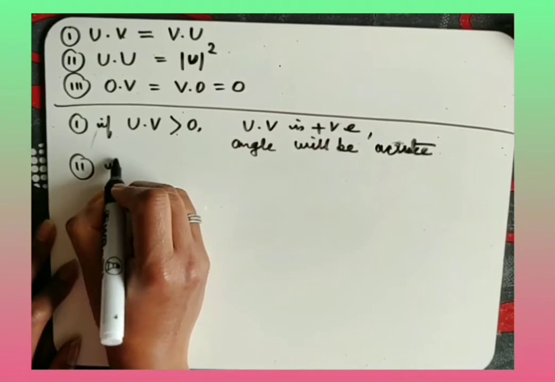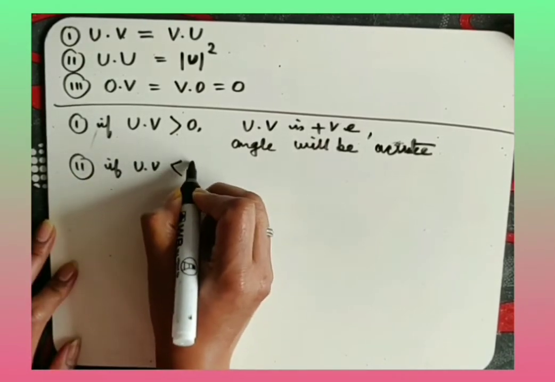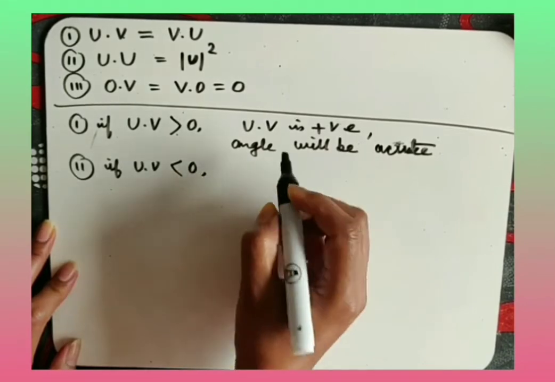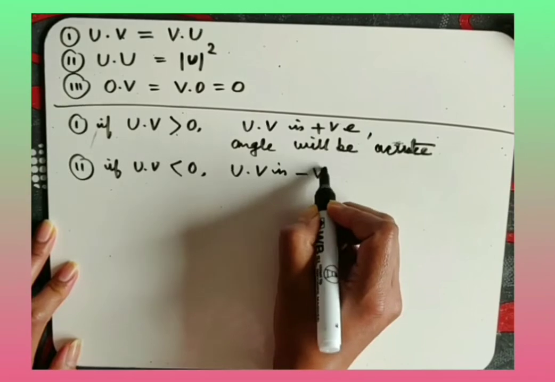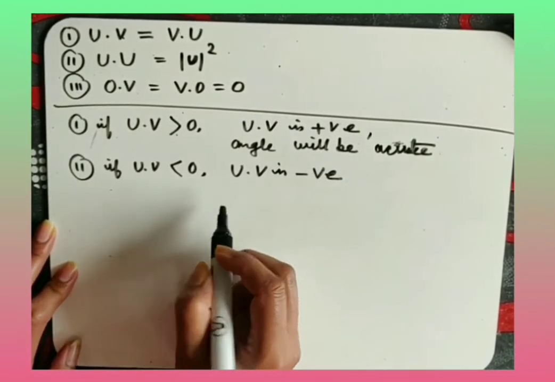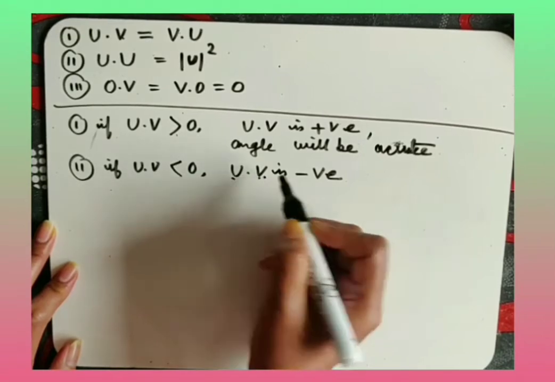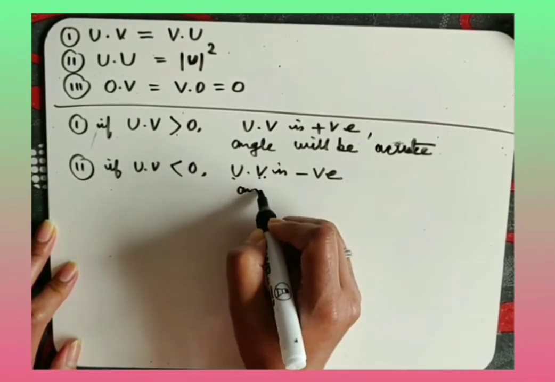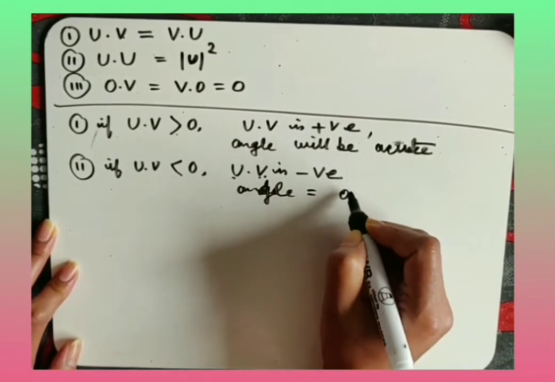Second, if you get u dot v less than 0, it means u dot v is negative. What is the meaning of this? The angle formed by these two vectors will be obtuse.